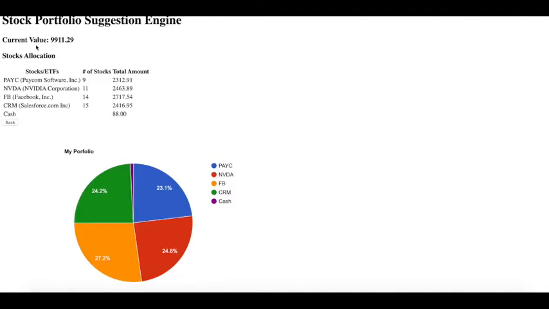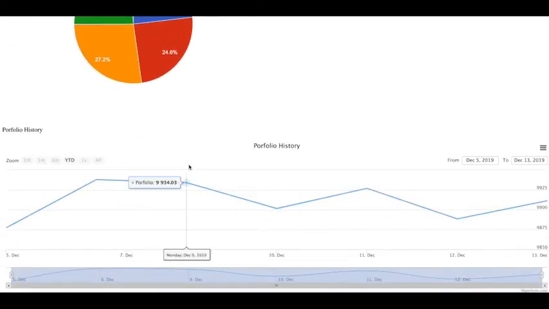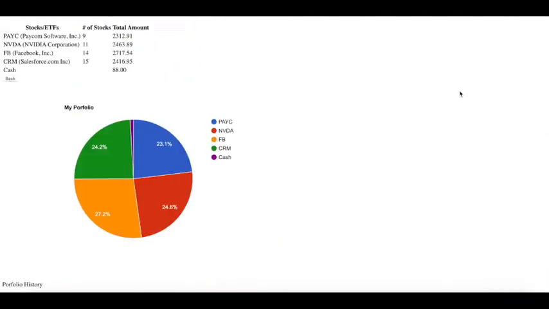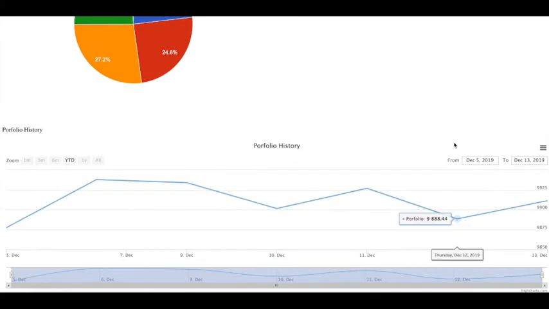So our current portfolio value is about $9,911. And then we can go to see the portfolio history. What we have now, $9,911, is worth, in the history they have quite a bit of change up and down, and the current value is kind of a lower point, so it might be a good investment timing if it's going up.